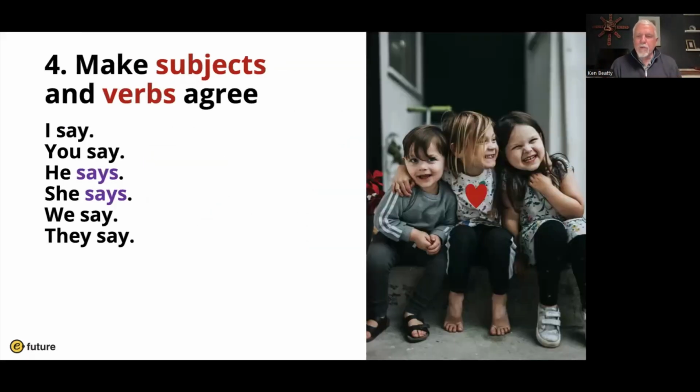The fourth thing that grammar does is it makes subjects and verbs agree. And this agreement, again, it's not the same in every language, but it's really important in English. So I say, you say, he says, she says, it changes. We say, they say. Okay, so all verbs basically follow a pattern that is somewhat similar to this in terms of pluralizing he and she when we have that.